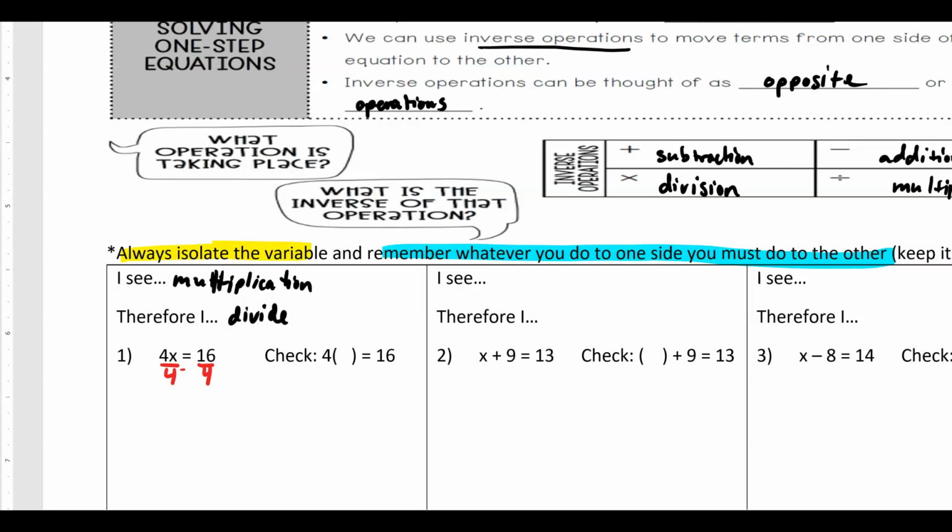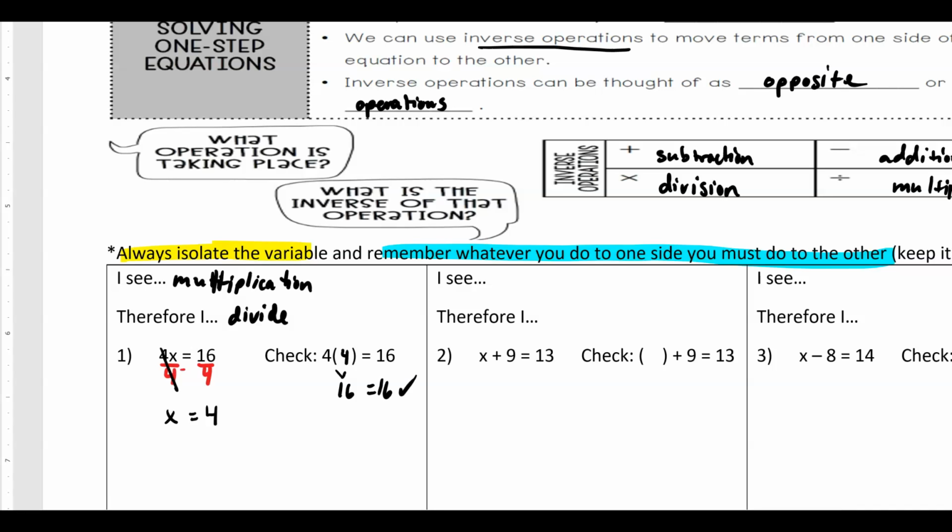Now watch what happens. 4x over 4. Well, what's 4 divided by 4? That's just 1, and 1 times x is x. So x equals 16 divided by 4 is 4. Let's check our solution, right? If I plug my solution into the original equation, what's 4 times 4? Well, it's 16. Does 16 equal 16? Yes, it does. Therefore, my solution is correct.